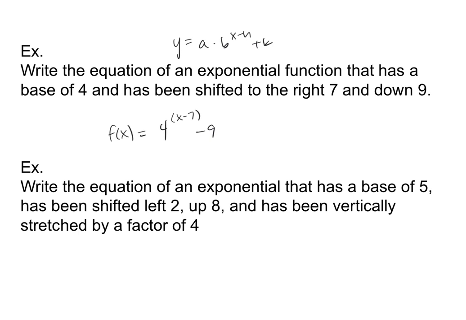Write the equation of an exponential that has a base of 5, so b is 5. Has been shifted left 2, so it's going to be x plus 2. Up 8 is plus 8. And vertically stretched by a factor of 4 means multiplying by 4 in the front. So we're just using the basic form of our equation and what we know each variable stands for to write the equation.